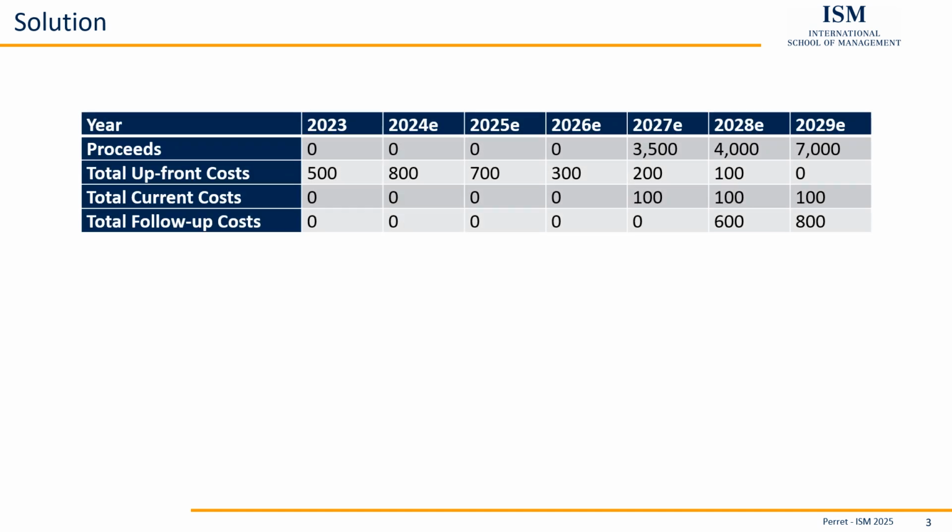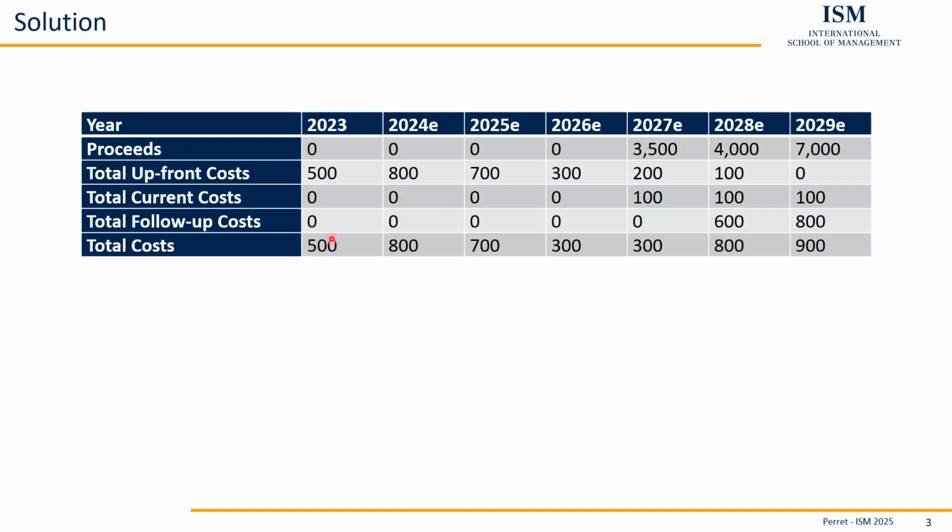First, I'm going to copy the table from before, and then I'm going to add one row where I note the total costs. So I'm going to sum up all these three different types of costs. Here it's 100 plus 100 plus 600 being 800. Here it's then 0 plus 100 plus 800 being 900.